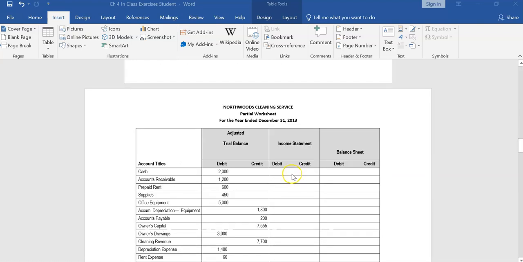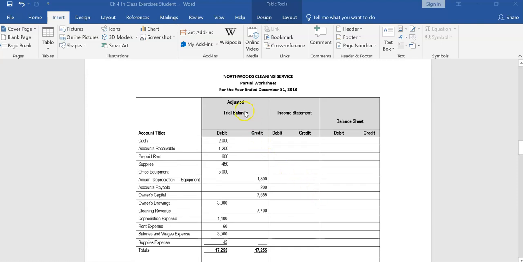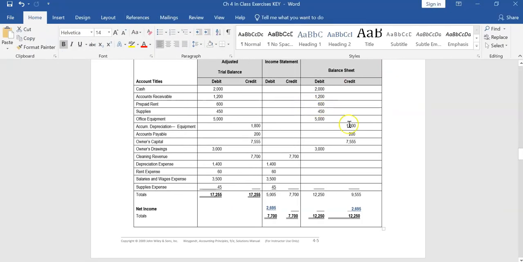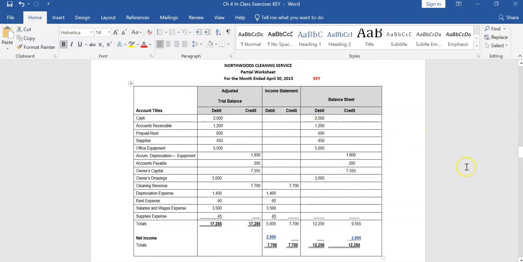We are given here the adjusted trial balance at the end of the year 2013. This means that all accounts have been adjusted. We are ready to prepare financial statements. In order to prepare financial statements, what the worksheet does is makes it super easy for us to differentiate what accounts go on the income statement and what accounts go on the balance sheet.